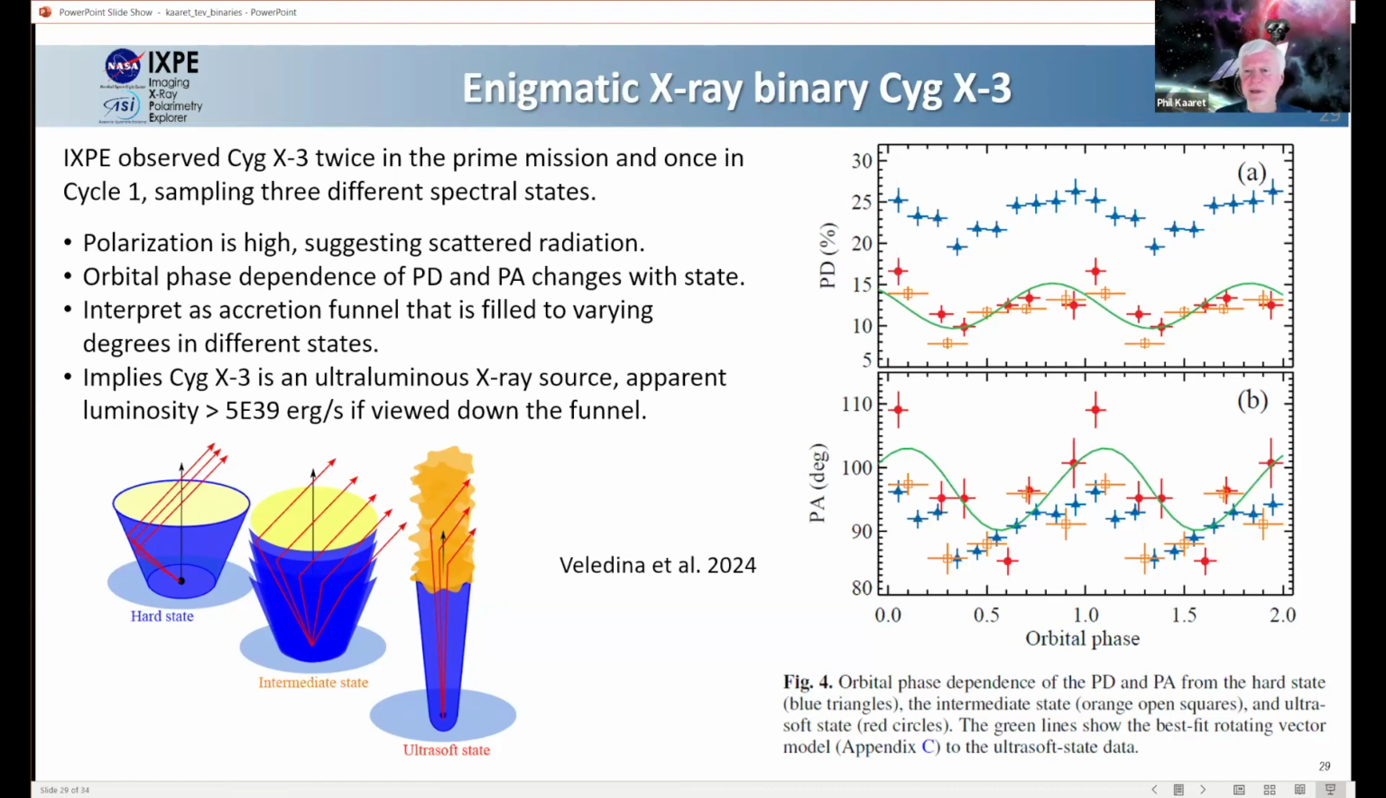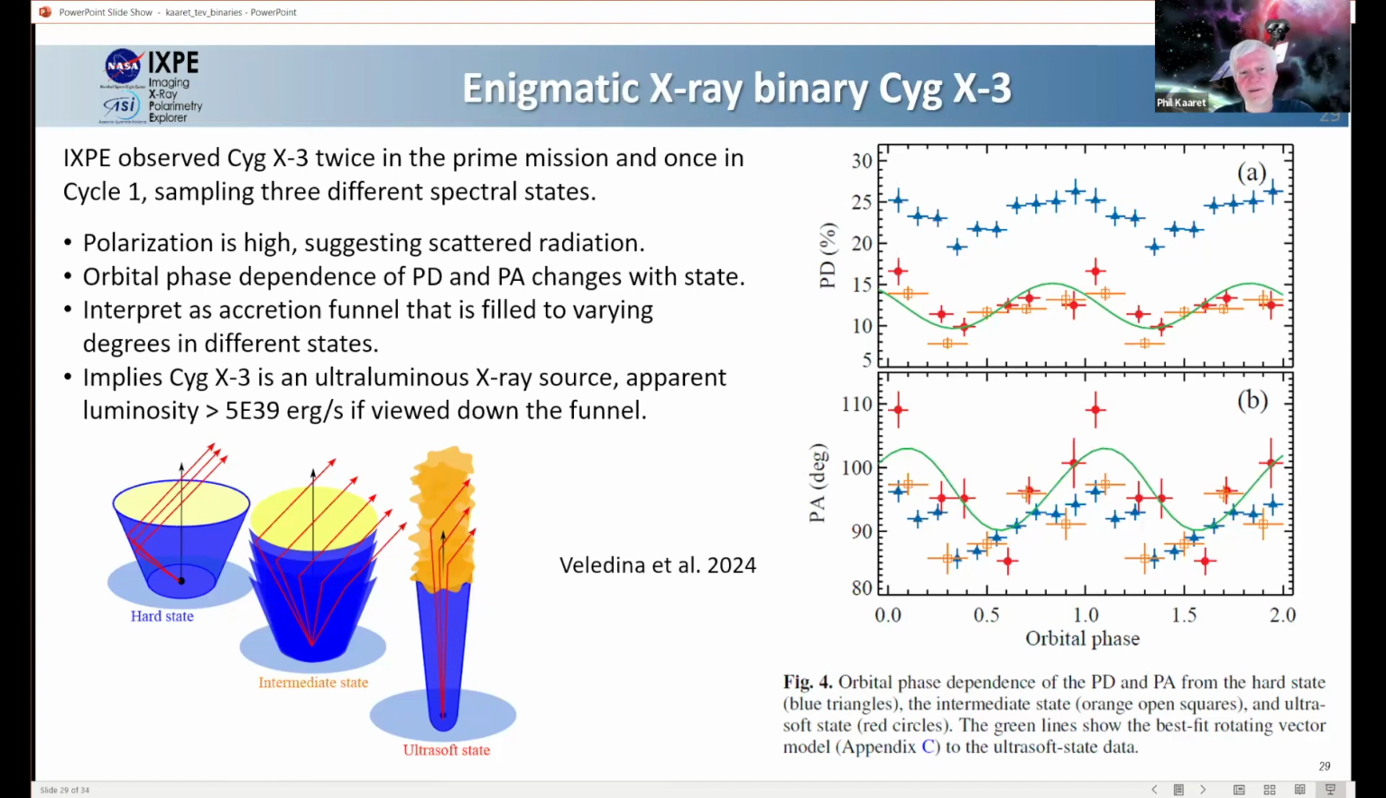And so the first results were actually from the hard state with the blue triangles, where the polarization is very high, and that's much higher than you can reasonably get from a disk or a corona, really suggesting scattering is very important here. And it changes with the different states. As most of you probably know, Cygnus X3 has a whole bunch of states. And her interpretation is that the geometry of the funnel actually changes according to the state, and also in the amount of material inside the funnel.